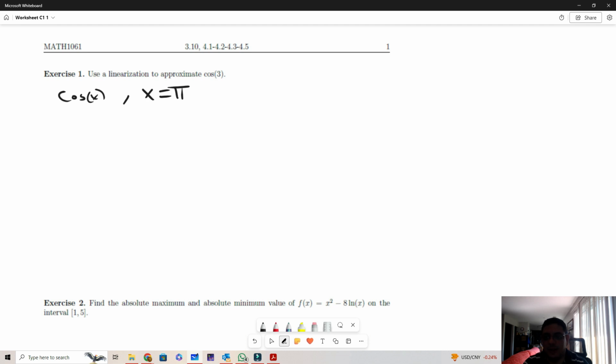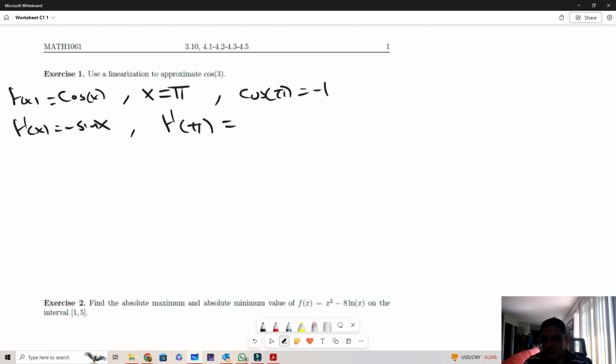So if we take x equals pi as a point, what we have to do next is find out what cosine of pi is, which is -1. And then if this is f, we take the derivative f prime of x, which is minus sine of x, and f prime of pi is then 0. And so according to the linearization, f of 3 is going to be approximately the linearization on 3.